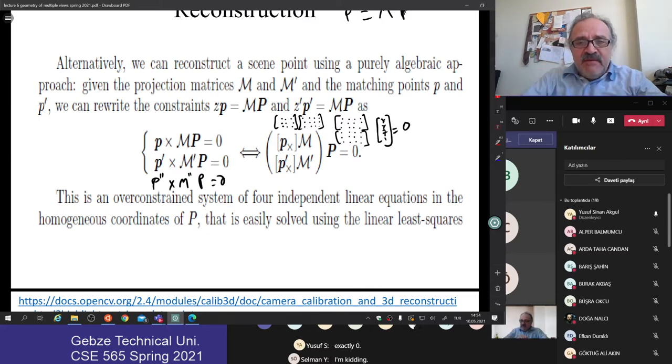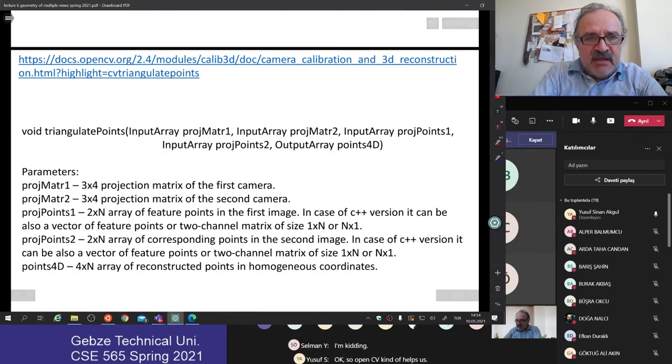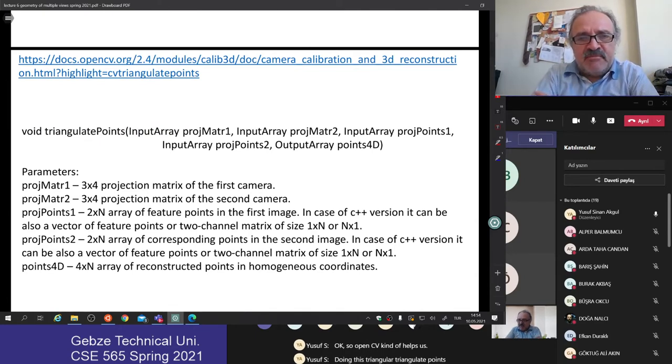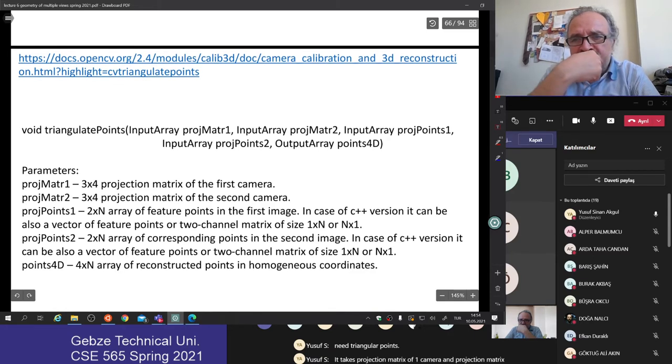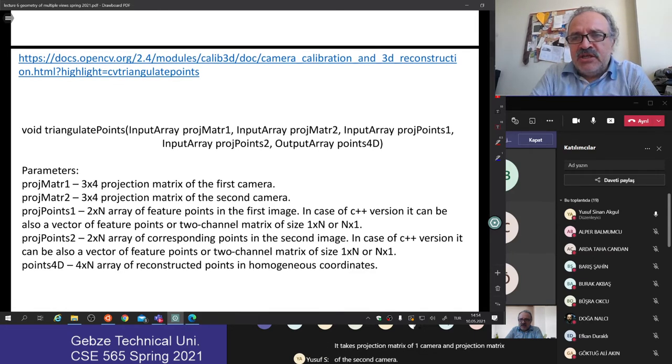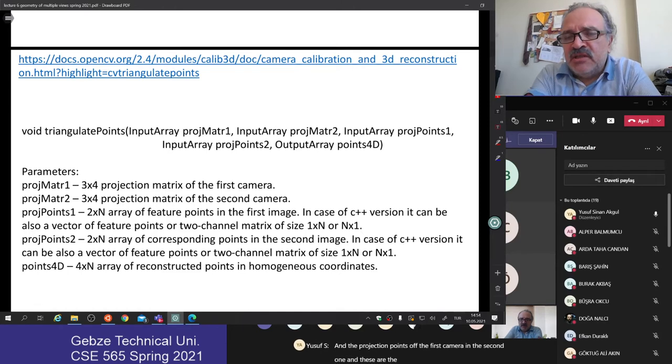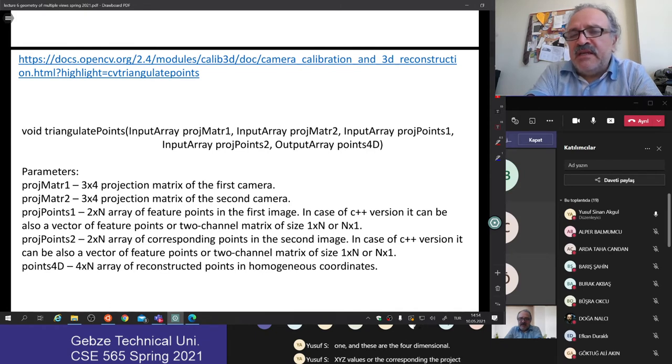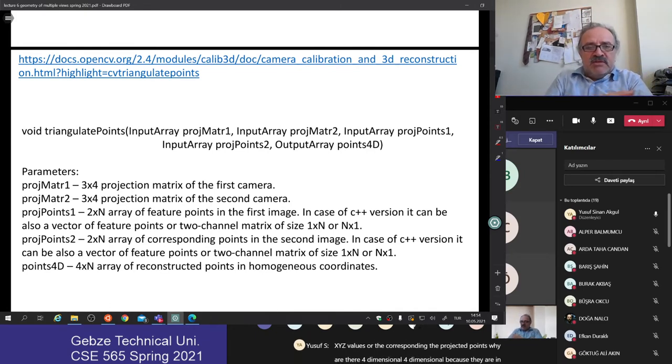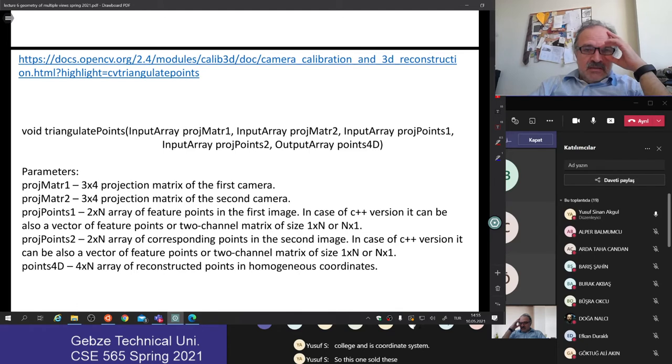Okay. So OpenCV helps us do this with triangulate points. There is a function named triangulatePoints. It takes the projection matrix of one camera and the projection matrix of the second camera, and the projected points of the first camera and the second one, and it returns the four-dimensional XYZ values corresponding to the projected points. Why are they four-dimensional? Because they are in the homogeneous coordinate system. So this one solves these equations using these two matrices only.